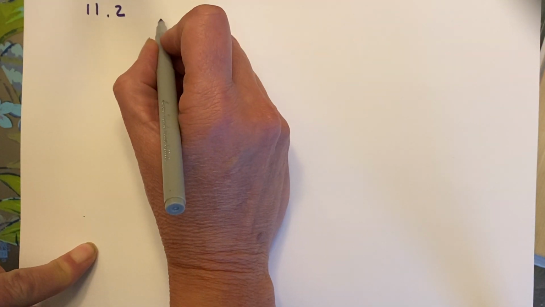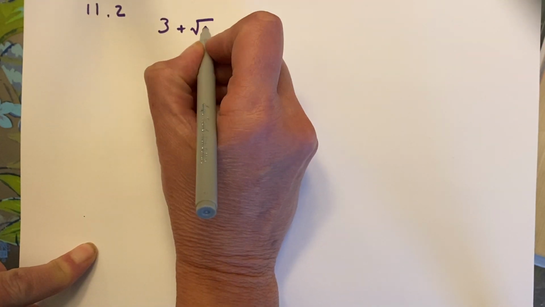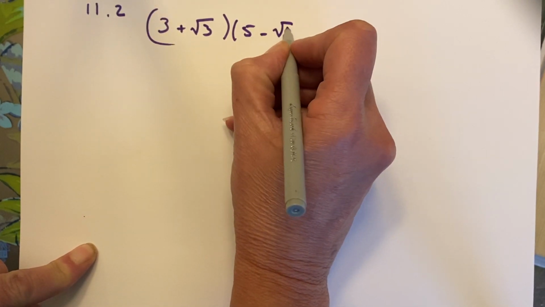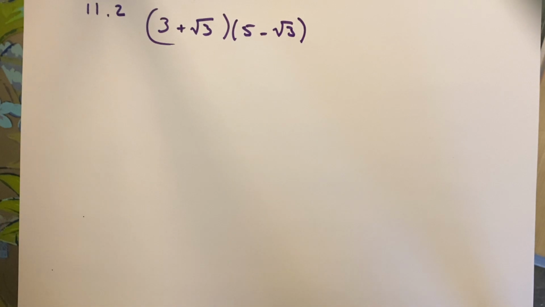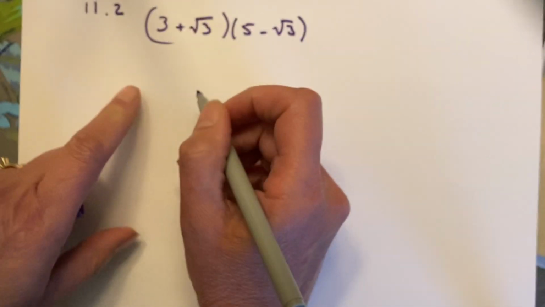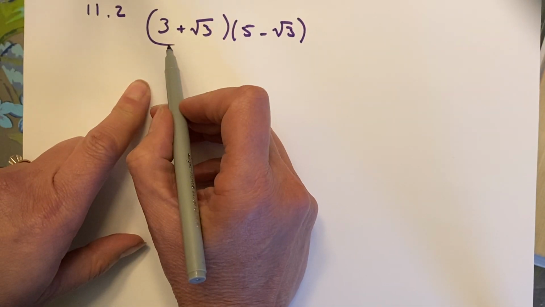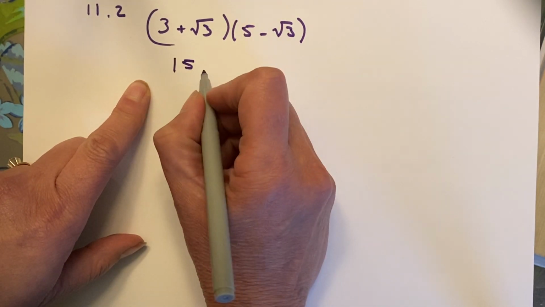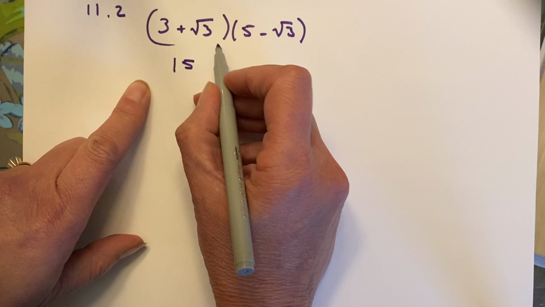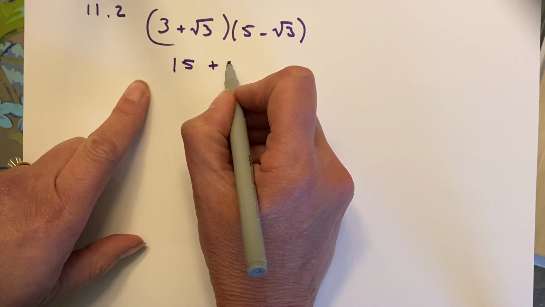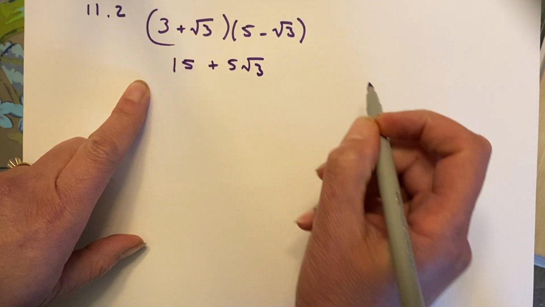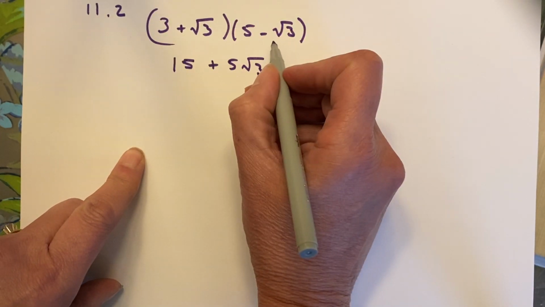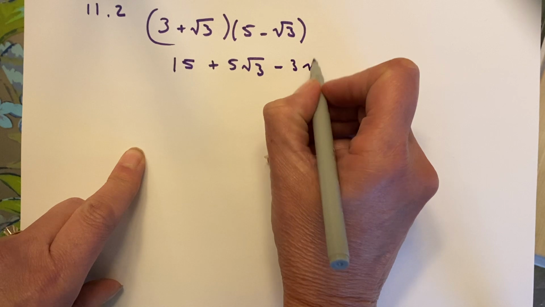I'm going to make up roughly 3 plus square root of 3, 5 minus square root of 3. And we're going to look at how we solve that. So your first step is just to FOIL. 3 times 5 is 15. And then I have inner, plus 5 square root of 3. And then I have outer, 3 times negative square root of 3, minus 3 square root of 3.